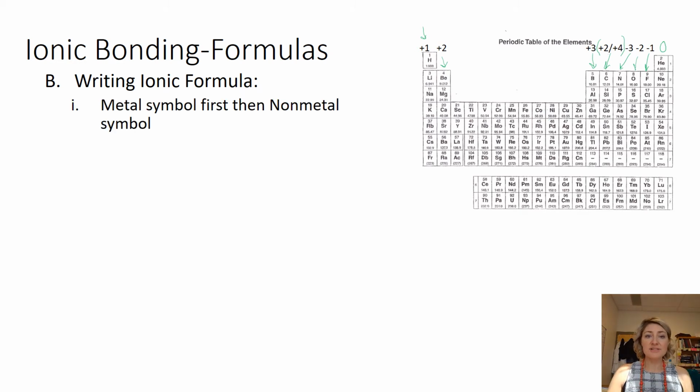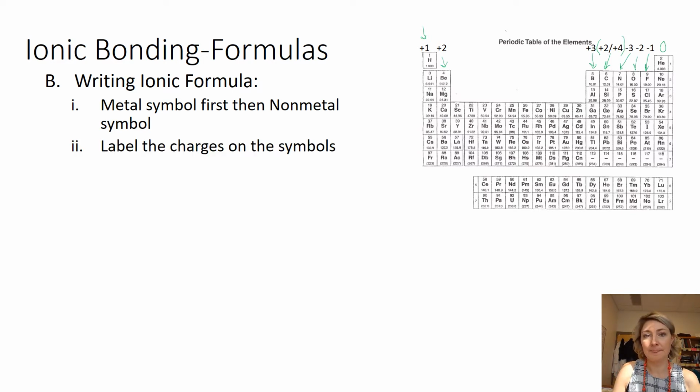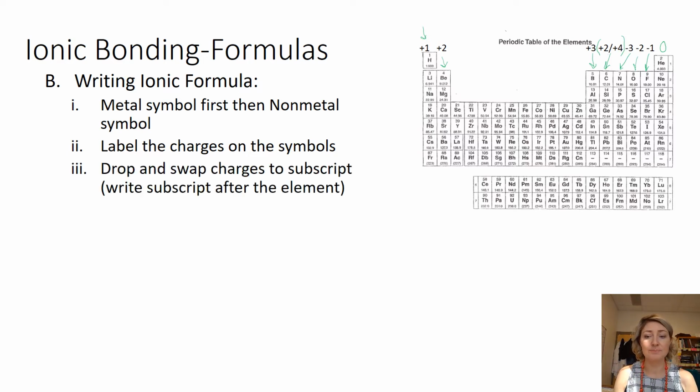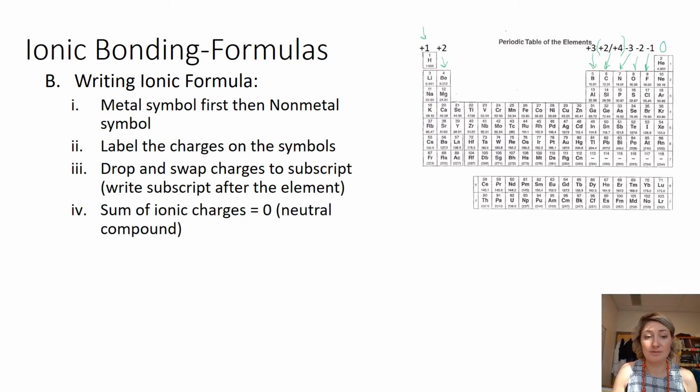So the first step is to write the symbol of the metal from the name, and then you're going to write the symbol of the nonmetal. We're going to get all these notes out, and then we're going to work through some examples using these steps. You're then going to label the charges on the symbols. Those charges are very important because they're going to dictate what the subscript is, or how many of that particular element we need in order to get a neutral compound. We'll then take those charges, and we are going to drop and swap them into the subscripts. And I'll show you what I mean by that in just a moment.